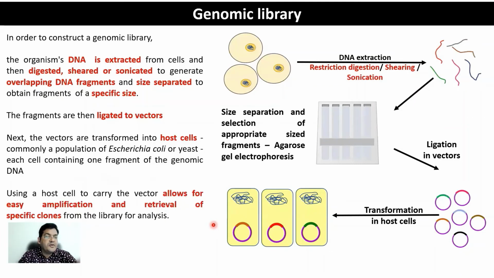And using a host cell to carry the vector allows for easy amplification and retrieval of the specific clone from the library for downstream analysis. So this is the process here of making a genomic DNA library. You need to first extract the DNA, you need to fragment it, you need to size separate to allow only specific size fragments to be cloned into your library. Then you'll get into vector, and vector is then transformed into the host cell. And this library can now be grown as a plate in a nutritive media, or it can be kept as glycerol stock for long-term usage.